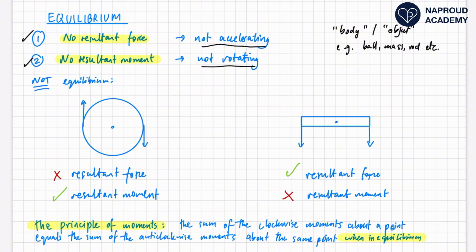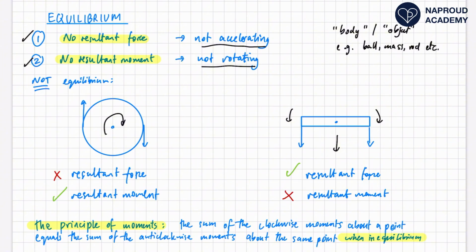To clarify what we mean by equilibrium, let's look at two examples which are not cases of equilibrium. In the left diagram, there is no resultant force, but there is a resultant moment which is acting in the clockwise direction, and so it is not in equilibrium. In the right diagram, there is no resultant moment because both of these moments cancel each other out, but there is a resultant force, and so it is not in equilibrium either.